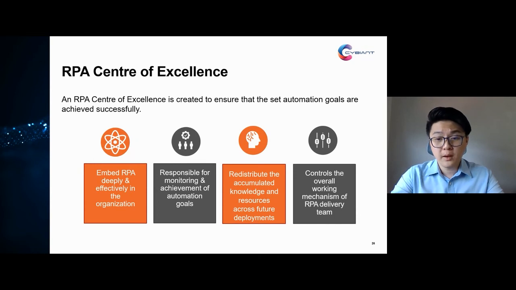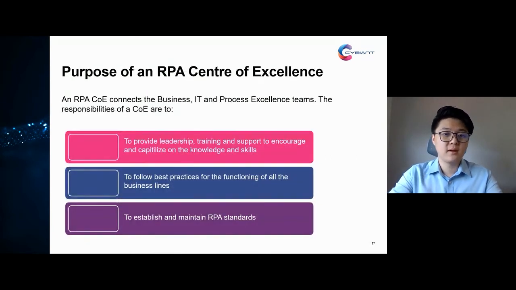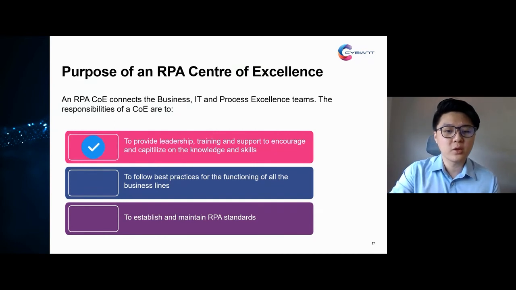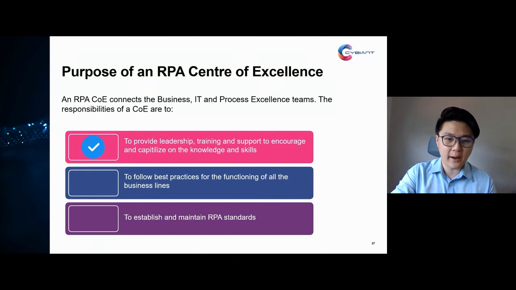It also assists in redistributing the accumulated knowledge and resources across future deployments, and it controls the overall working mechanism for the RPA delivery team. The purpose of the Center of Excellence is to provide the leadership, training, and support to encourage and capitalize the knowledge and skill in RPA.